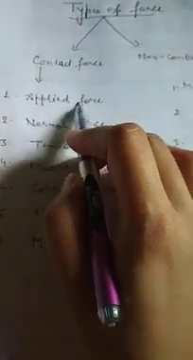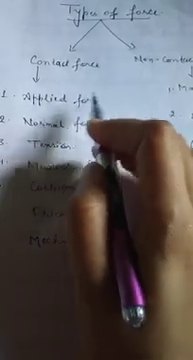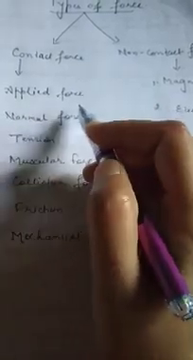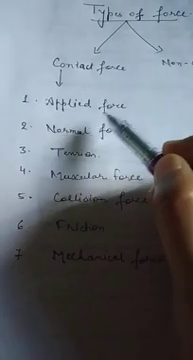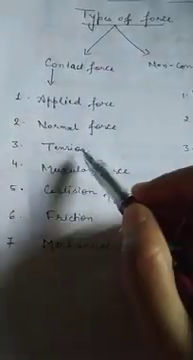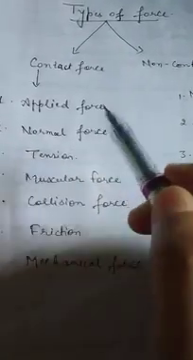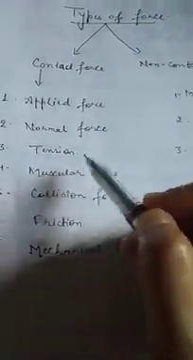Applied force is the force applied to an object to change its state of rest or motion by a person or an animal or any other object. For example, if you push any object in your room to displace it from one place to another, then we apply a force. Suppose you push a chair across the room, then there is an applied force acting on the chair. So the force exerted on the chair by you is the applied force.